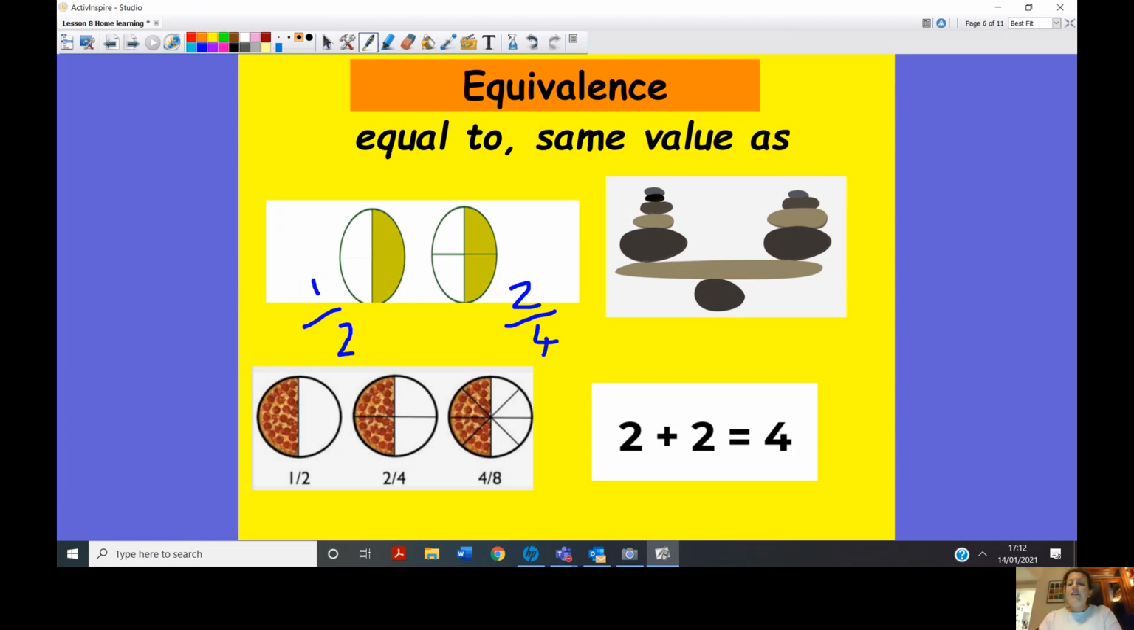These rocks, even though they've got slightly different piles on each side, are balanced, which means they're the same thing. And 2 add 2 is equal to 4. If we put 2 and 2 together, it is the same as 4. Just for example, we could say 6 take away 2 is the same as 4.